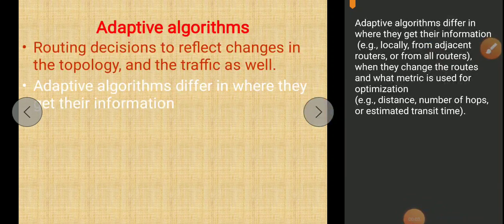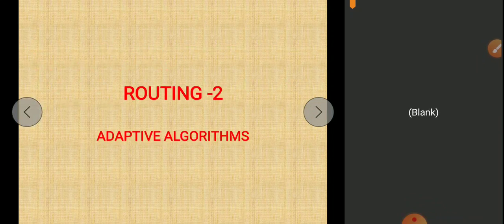Today we are going to discuss one more topic, adaptive algorithms. Previously, I gave information about non-adaptive routing algorithms. Now we'll go for the adaptive algorithms. In the networking layer, the routing algorithms play a major role. We have more than 5 to 6 types of routing algorithms. I'm going to explain them one by one very briefly, so you can better understand what exactly is meant by routing, and how many types of routing there are.